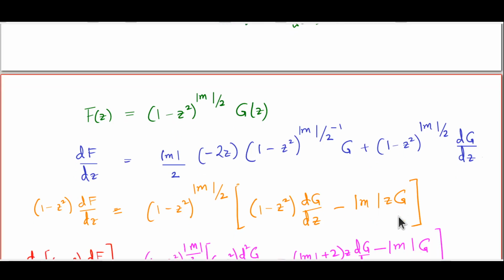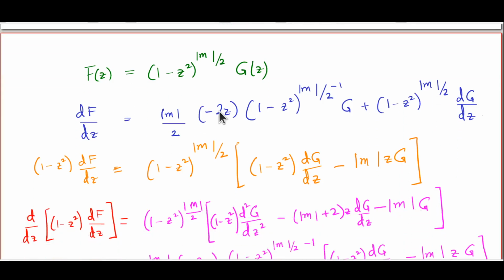Now if you differentiate this expression further with respect to z, you once again get two pieces. In one piece, you keep this intact and differentiate this, which gives you 1 minus z squared d2g dz2 minus 2z dg dz from differentiating the 1 minus z squared. You also get minus mod m z dg dz by differentiating g here. So we have combined the two in this term. And in addition to that, you get another term by differentiating the z, so you get minus mod m g. So this is one of the pieces which you get by differentiating this term in the bracket.